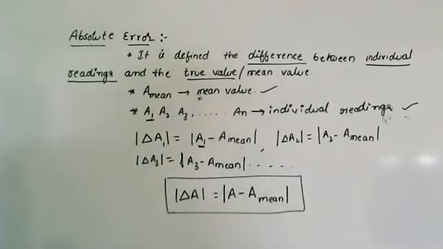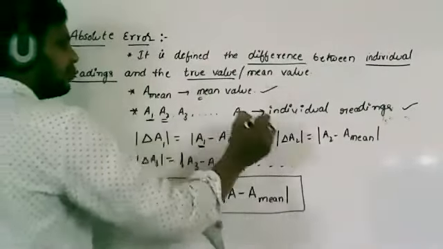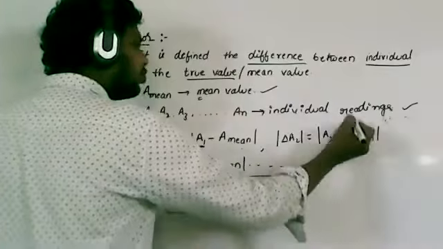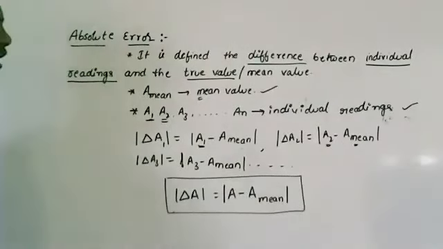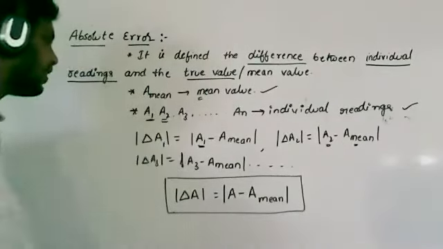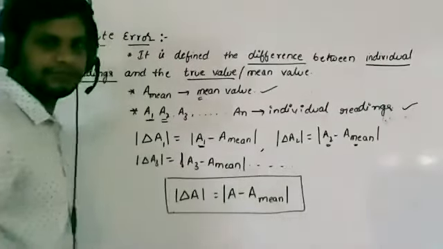Are you clear? Okay. Now I'll take the second reading as well as the mean. That can be taken as A2 minus A mean. I'll take the third reading and the mean, that can be taken as A3 minus A mean.